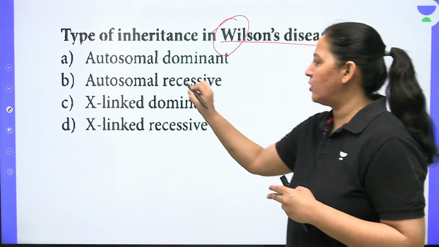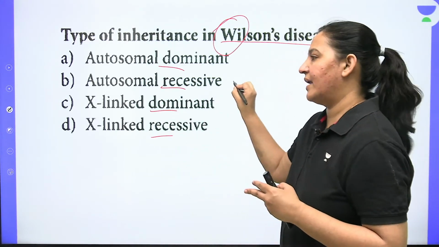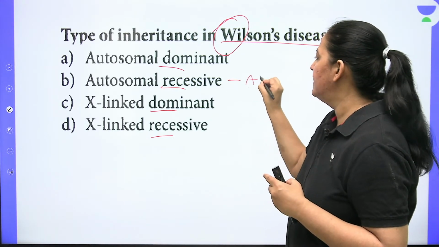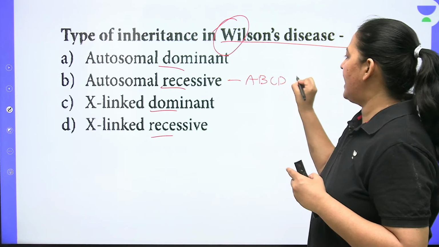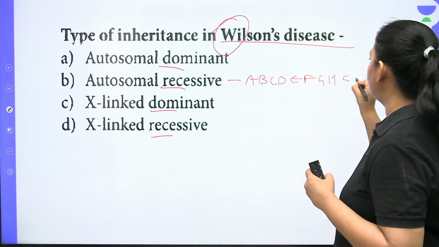Who will tell me? Is it autosomal dominant, recessive, X-linked dominant, X-linked recessive? Yes. So the correct answer here is B. Most of you are right. The mnemonic is ABCDEFGH. I guess you know the full form. If you don't know, read it again and again.